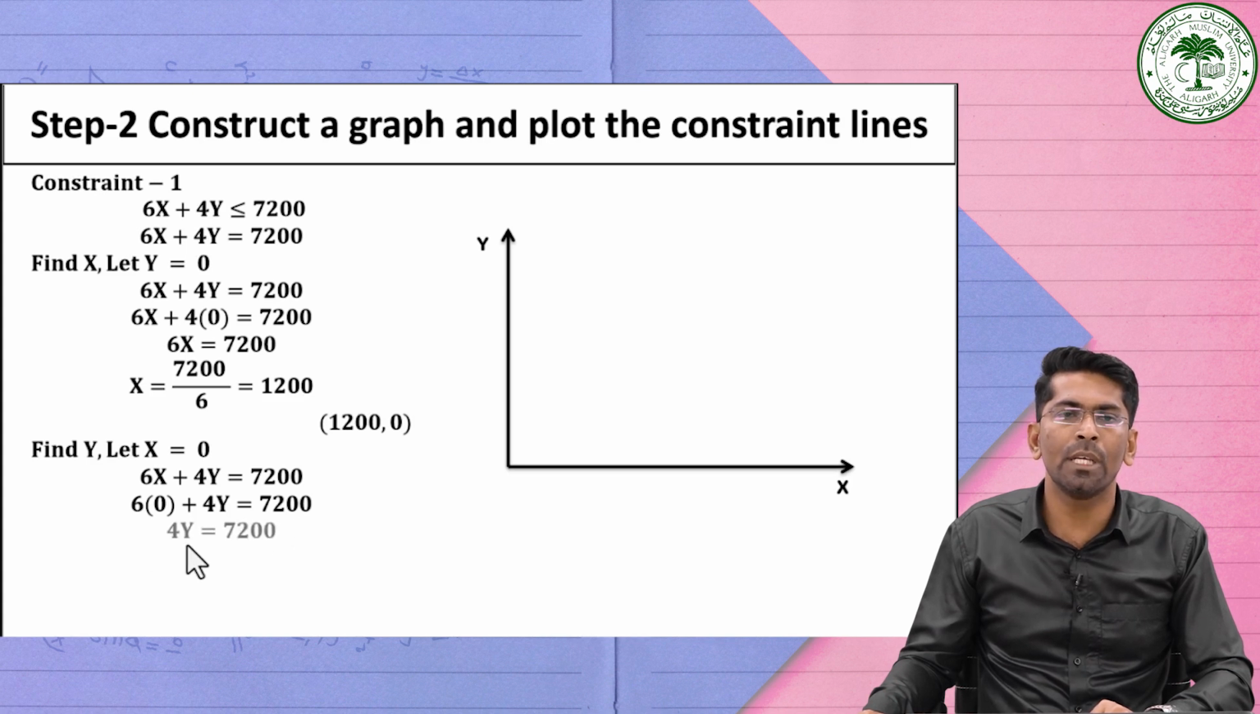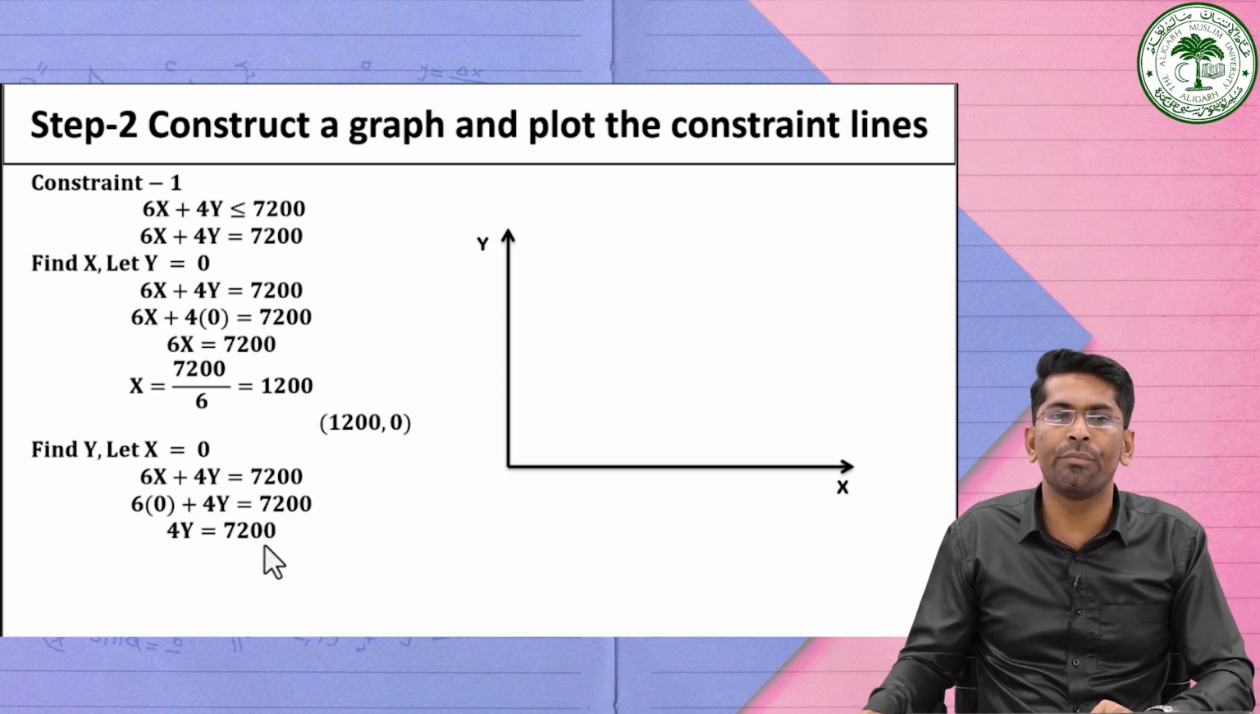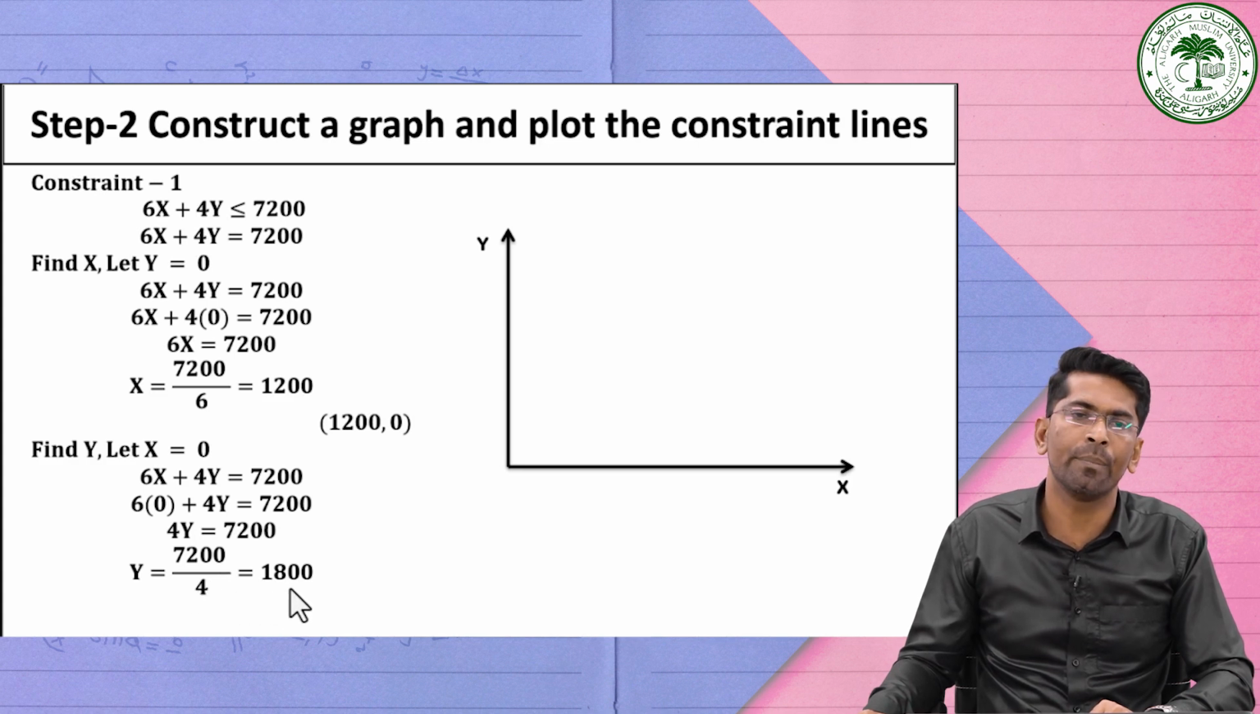So this term will become 0. Then 4y is equal to 7200. Dividing both sides of the equation by 4, it will become 7200 divided by 4, which is equal to 1800. So our other coordinate point is, when x is equal to 0, our value of y is equal to 1800.